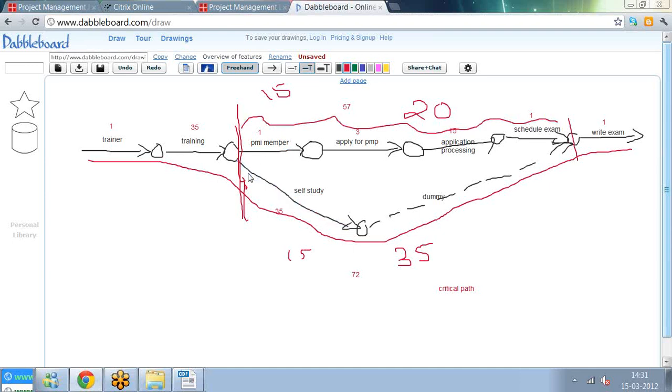So if there is a slippage on the activities on the critical path, and I know this, I can always pull out resources from the non-critical path and utilize them here. So this is the backbone of project management. Okay, so go through it. Then we can, yeah, go ahead.